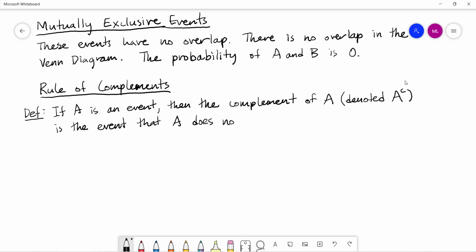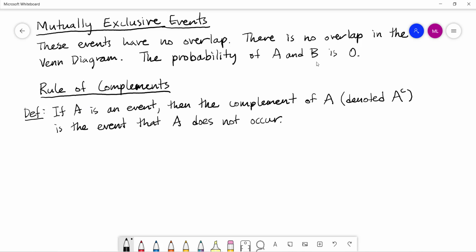Some people like to think of it as kind of an opposite, and that's a good starting point, at least, to think of what the complement is. It's kind of like an opposite, but it doesn't quite tell the whole story. So let's think about this really carefully by going through some examples. If A is an event, there will also be another event called A complement, and it is the event that A does not occur.